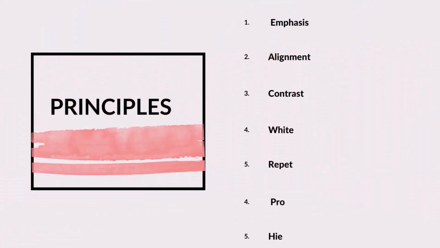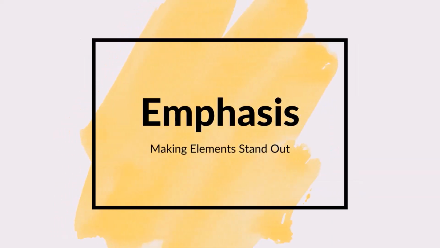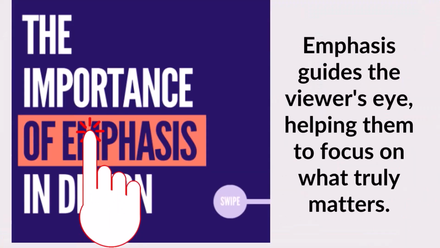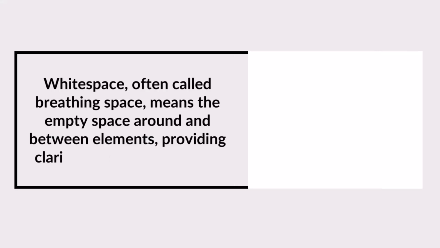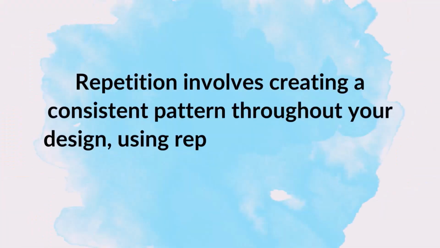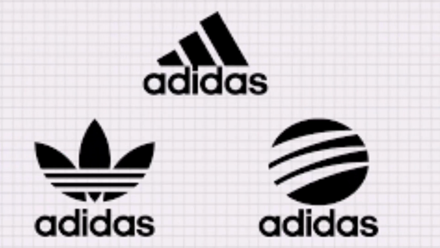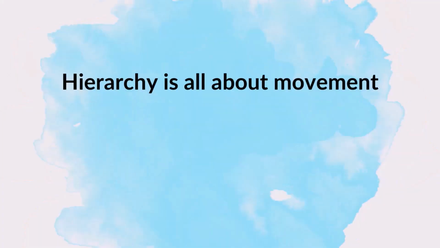We've discussed emphasis. We've talked about alignment and positioning. We've talked about contrast, white space, and repetition. We've talked about proportion, and we've talked about hierarchy. These are the 7 principles of design, and these are things you need to make a great design. When you couple this with your elements of design, you're going to get a great design.